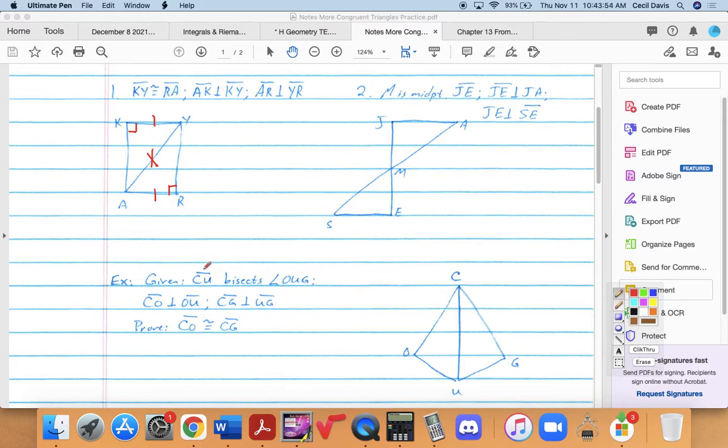So how could I prove these two triangles congruent then? Side angle. Side-side angle is not a thing. Side angle side. It's not side angle side because this angle is not between the two sides. This is hypotenuse leg.